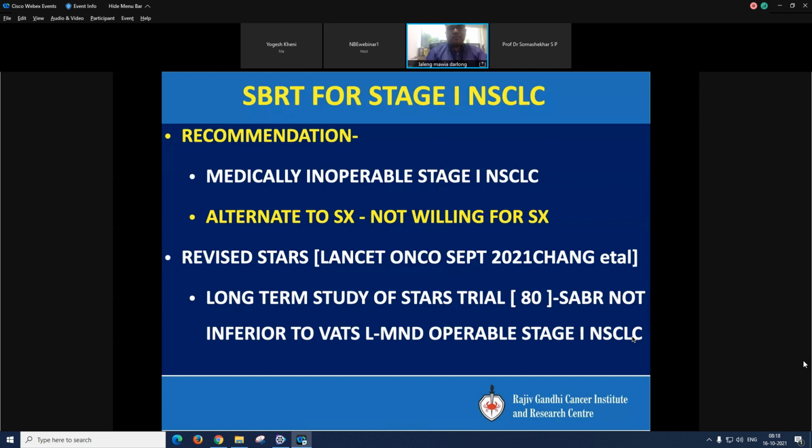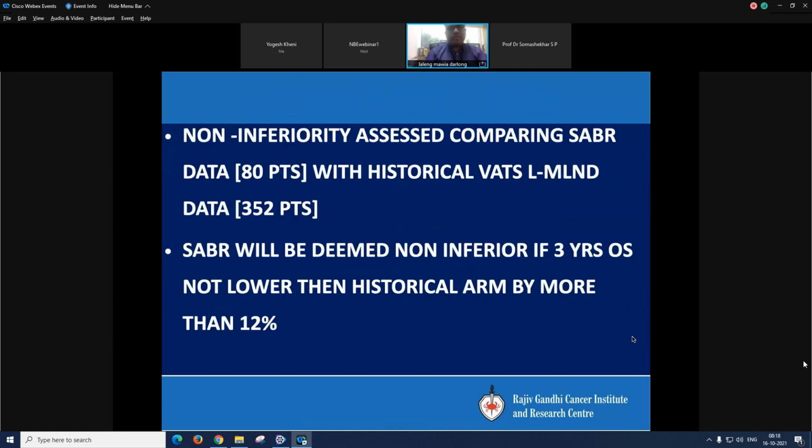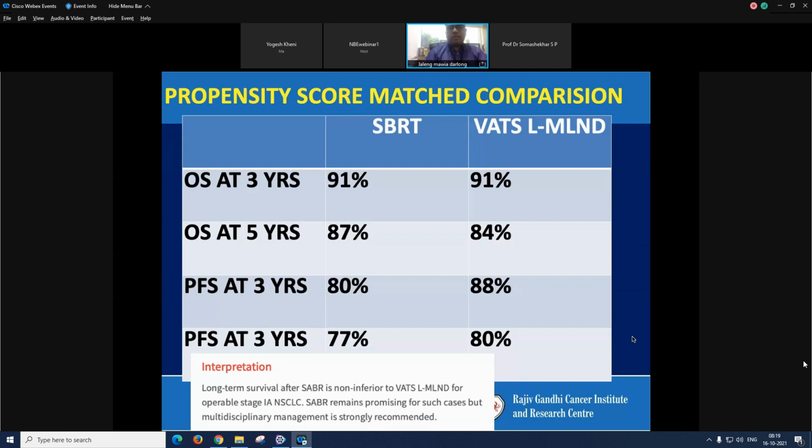This is long-term study of the STARS trial where 80 patients were enrolled comparing SBRT being not inferior to VATS lobectomy with the mediastinal nodal dissection for operable stage 1 NSCLC. They said non-inferiority will be assessed by comparing SABR data of 80 patients with historical institutional data of VATS lobectomy with mediastinal nodal dissection data, which was about 352 patients. And they said SABR will be deemed non-inferior if 3 years OS is not lower than historical arm by more than 12%. And this is what they found with a propensity score match analysis.